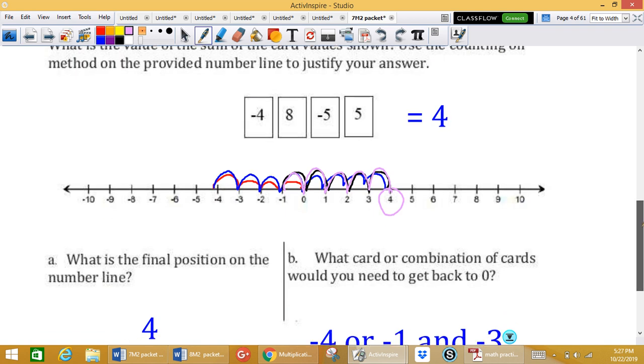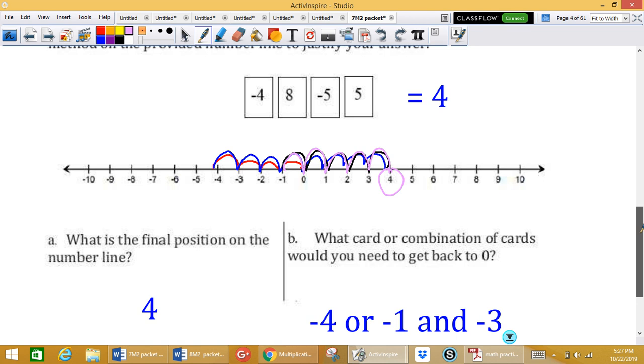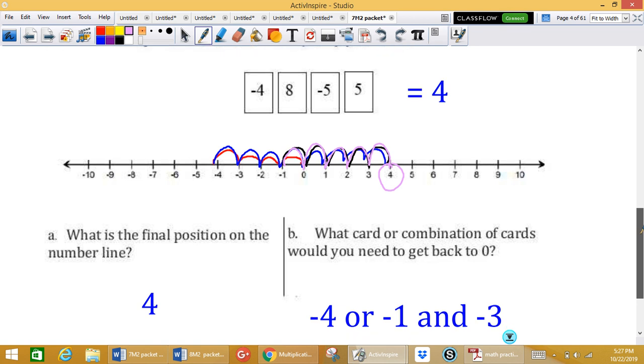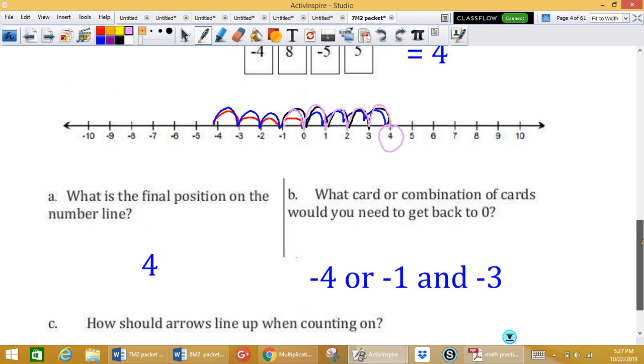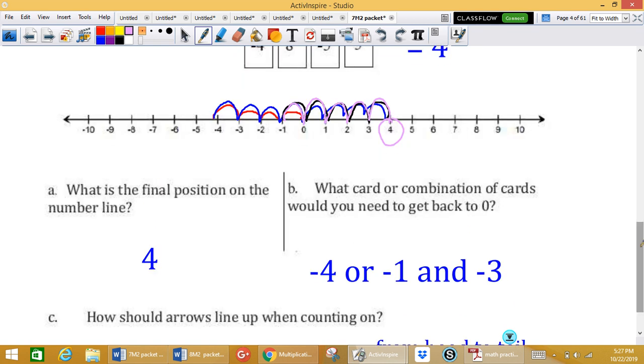What is the final position on the number line? It is 4. And what card or card combinations would be needed to get back to 0? You could do -4 or -1 and -3, something that will add to -4. How should the arrows line up when counting on? From head to tail. So when I start counting, my arrow will go 1, 2, 3, and then I'd start from that head and go backwards.